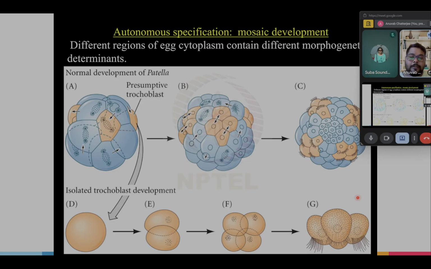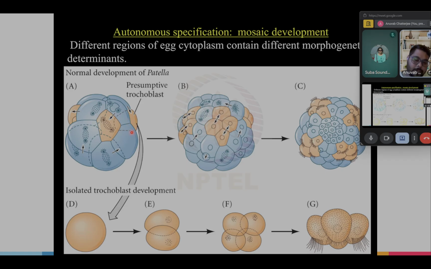What these kinds of autonomous specifications cause is that if cells are removed from this embryo, say when I remove the presumptive trochoblast from it, this particular structure, which would have been formed, does not form in the final embryo because all the cells were predetermined to do what they must. And once you remove cells from such an embryo, it will not form that particular structure. So that is what autonomous specification is all about.